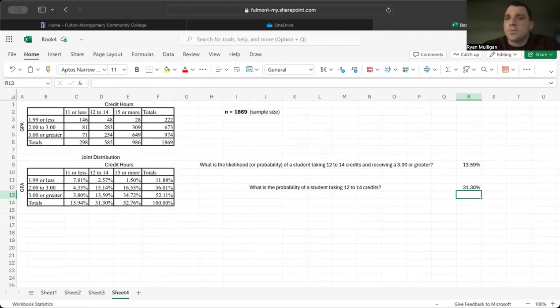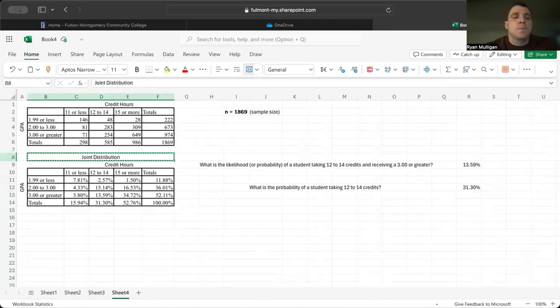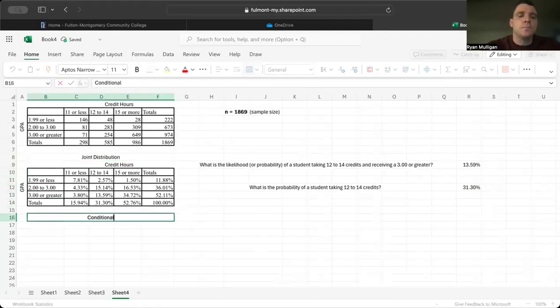Now, this is where it does get a little bit confusing. I'm going to try my best to make sure that I do a good enough job explaining this. But what we're going to look to do next is called the conditional distribution. And the conditional distribution requires a condition.